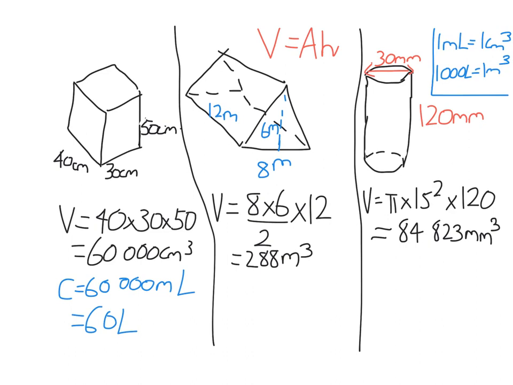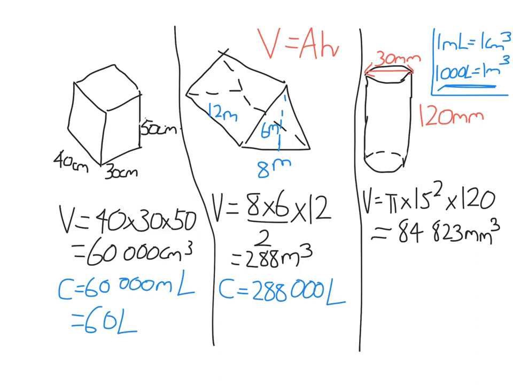Now, if we look at the second one, it's in meters cubed, so we're going to want to convert it to liters. To go from meters cubed to liters, we just times by 1,000, because if 1 meter cubed is 1,000 liters, 288 meters cubed will be 288,000 liters, or if you like, 288 kiloliters.